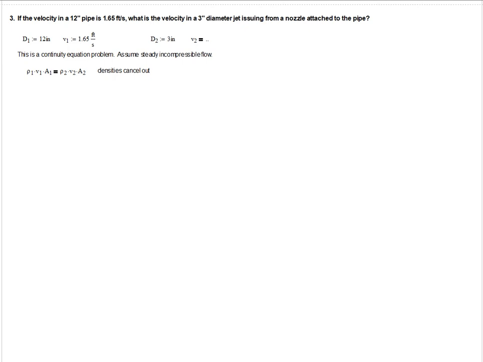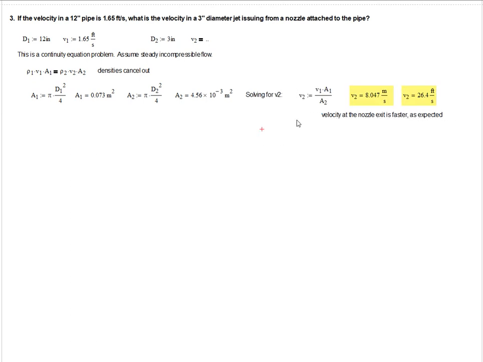So now we can start plugging in our numbers, and the first thing that I usually do is calculate the areas. So I calculate the cross-sectional area at position 1, I calculate the cross-sectional area at position 2, and then we can plug this into our continuity equation and solve for v2, the velocity at position 2, and we're left with v2 is equal to v1 A1 over A2, and in SI units we get a velocity of 8.05 meters per second.